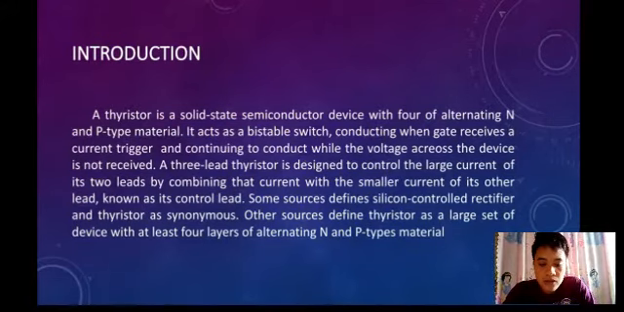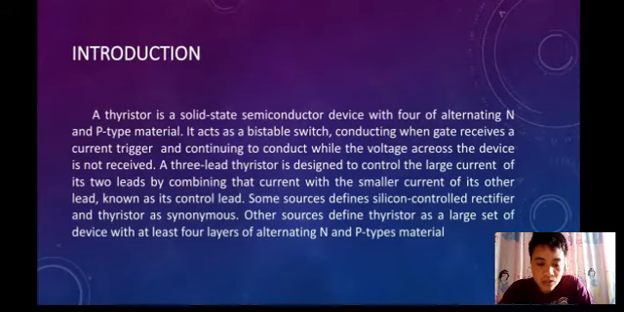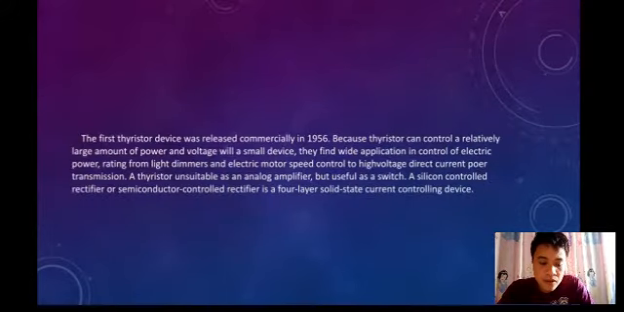Some sources define silicon controlled rectifier and thyristor as synonymous. Other sources define thyristor as a large set of devices with at least 4 layers of alternating N and P-type material. The first thyristor device was released commercially in 1956. Thyristors can control a relatively large amount of power and voltage with a small device.